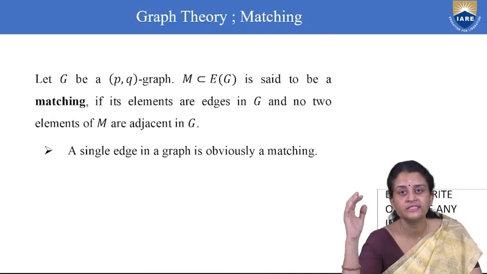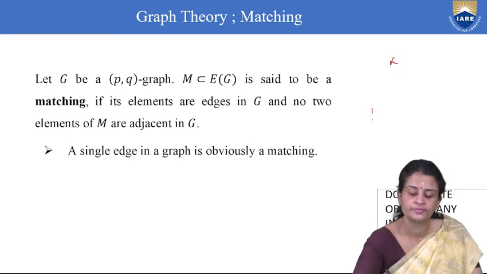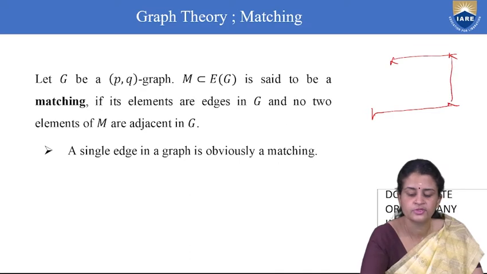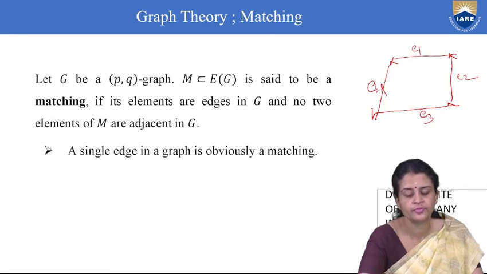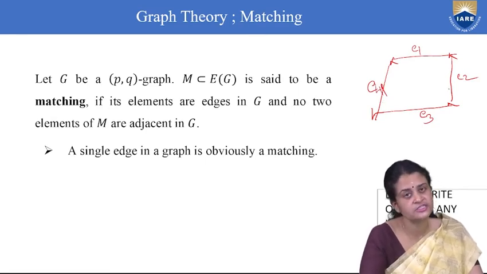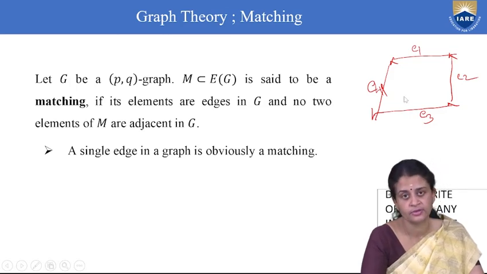Let G be a graph, a simple graph like this one. If I take the edges E1, E2, E3, E4, we have already seen that E1 is adjacent to E2, and E2 is adjacent to E1 and E3. Thus, E1 is adjacent to E2 and E4. How? Two edges are said to be adjacent if they have a vertex in common.